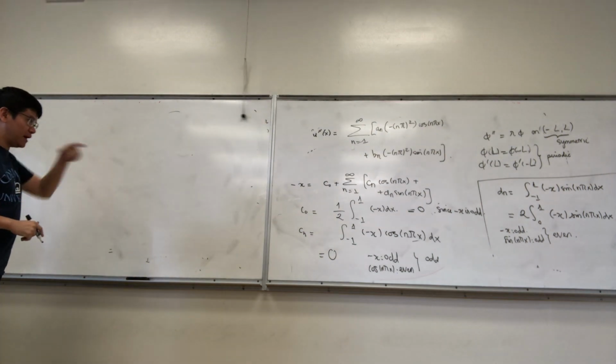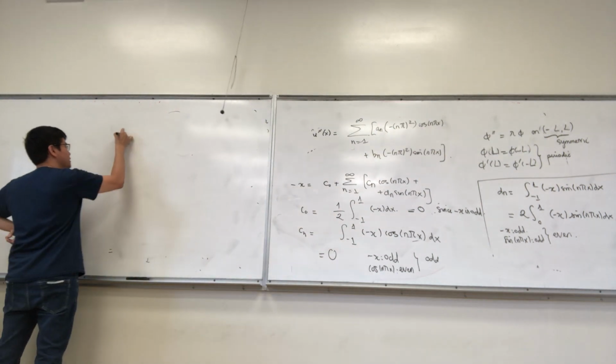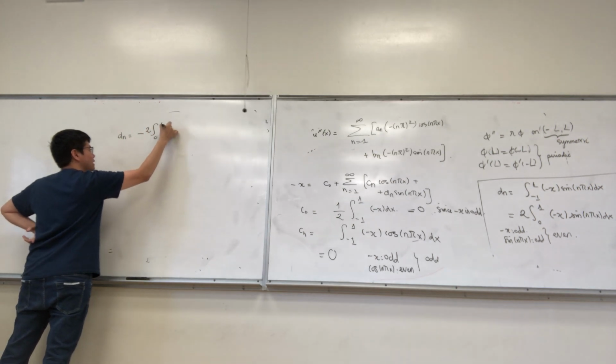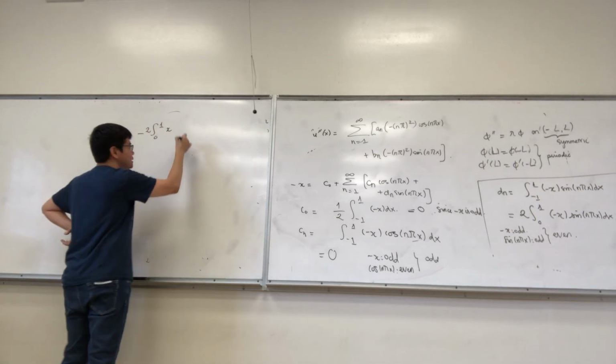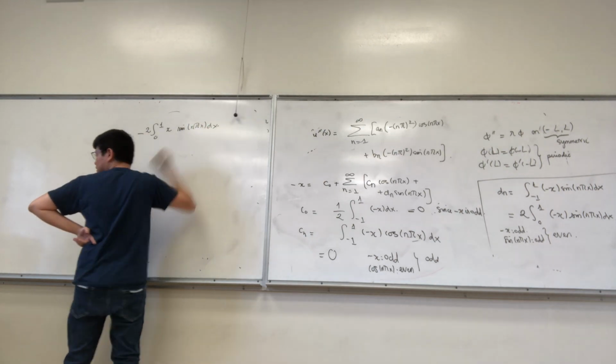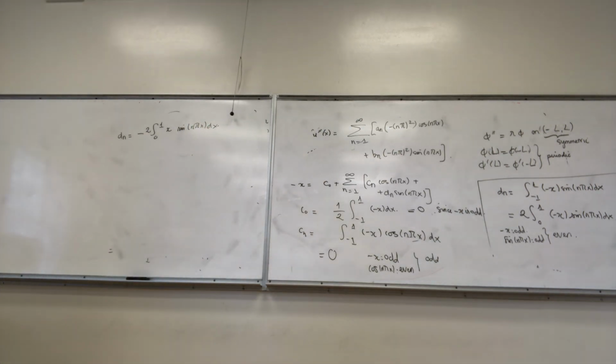Right, so now I'm gonna compute dn. dn will be minus 2 times the integral from 0 to 1 of x sine of n pi x dx. Alright? How can I compute this?